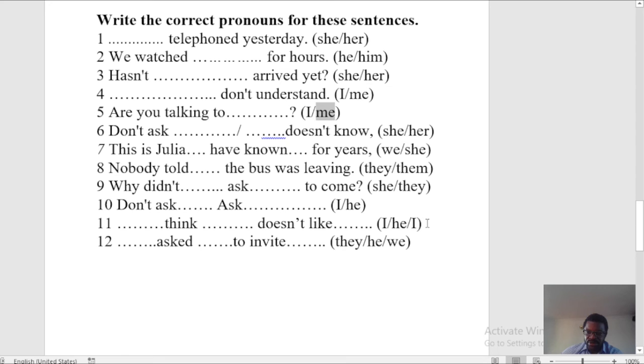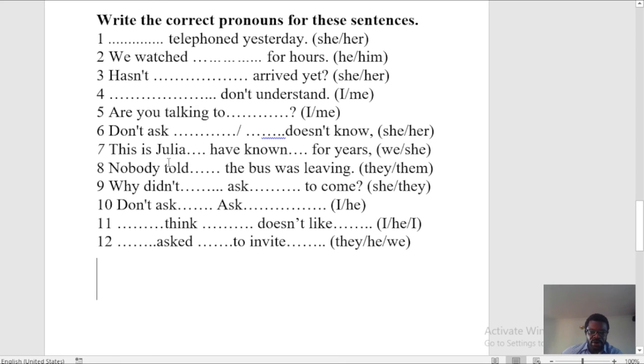So you have three options here, and I'm supposed to fill them into this blank. So I can't change all these ones, but this is what they say. They asked him to invite us, not to invite we. See, this we changes to us. And this one is the same because that's the subject pronoun. They asked him, not he, to invite us.